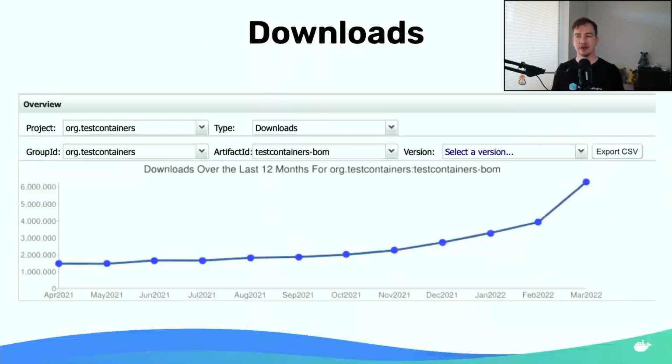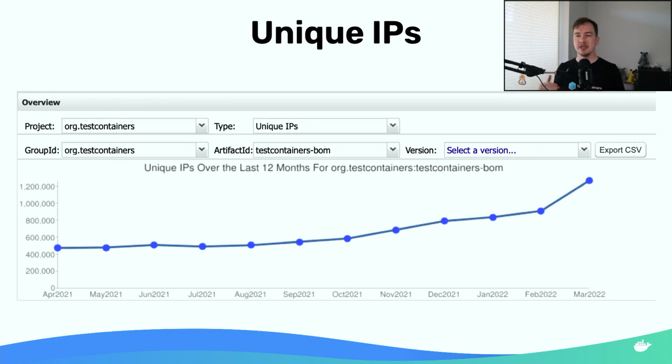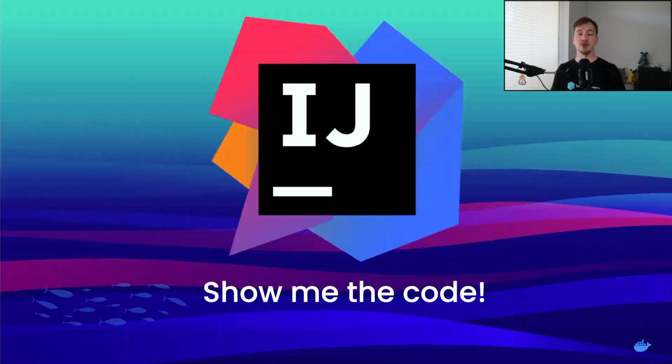Besides ThoughtWorks, a lot of people and a lot of teams are using Testcontainers. So we recently crossed the 6 million downloads per month for the main artifacts, and it's not just CI builds cranking out the builds, because we also see the growth in the unique IP addresses. So more and more people and teams are using Testcontainers all over the world, and I'm going to show you why and how. We're going to look at a sample Spring application.